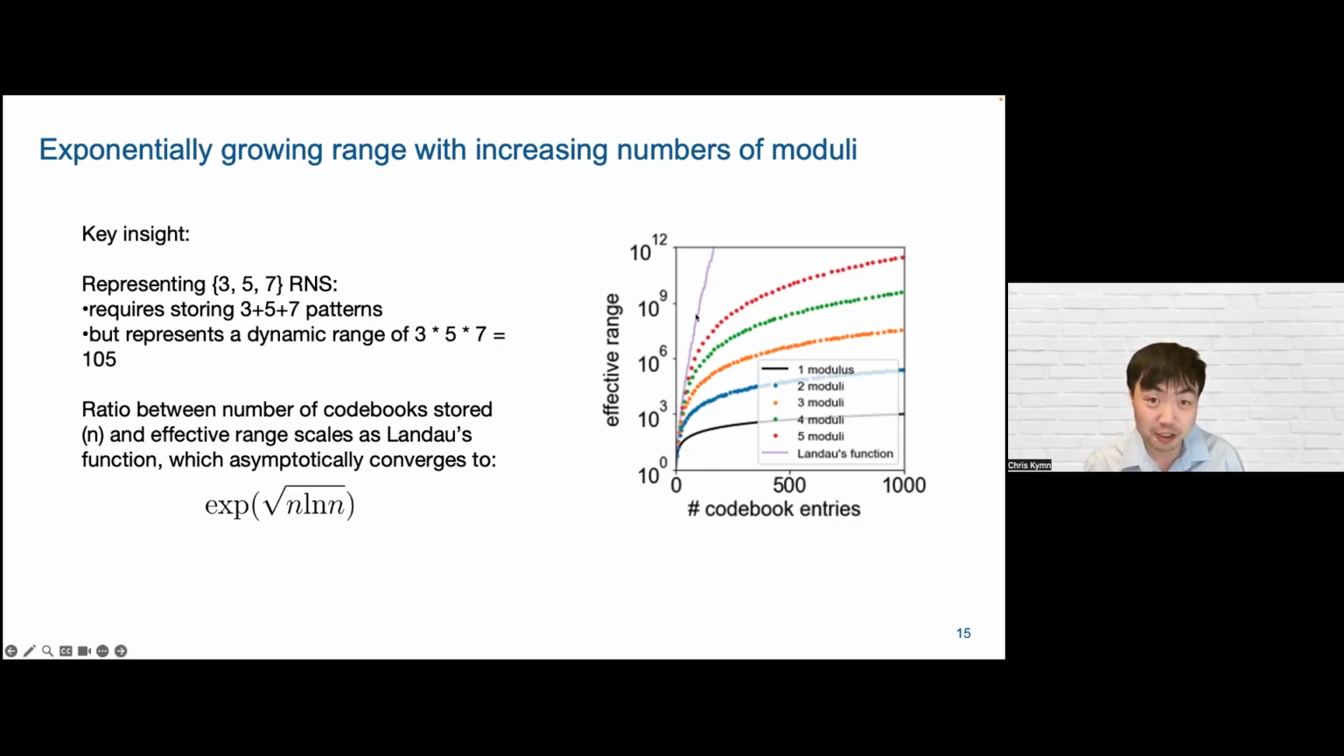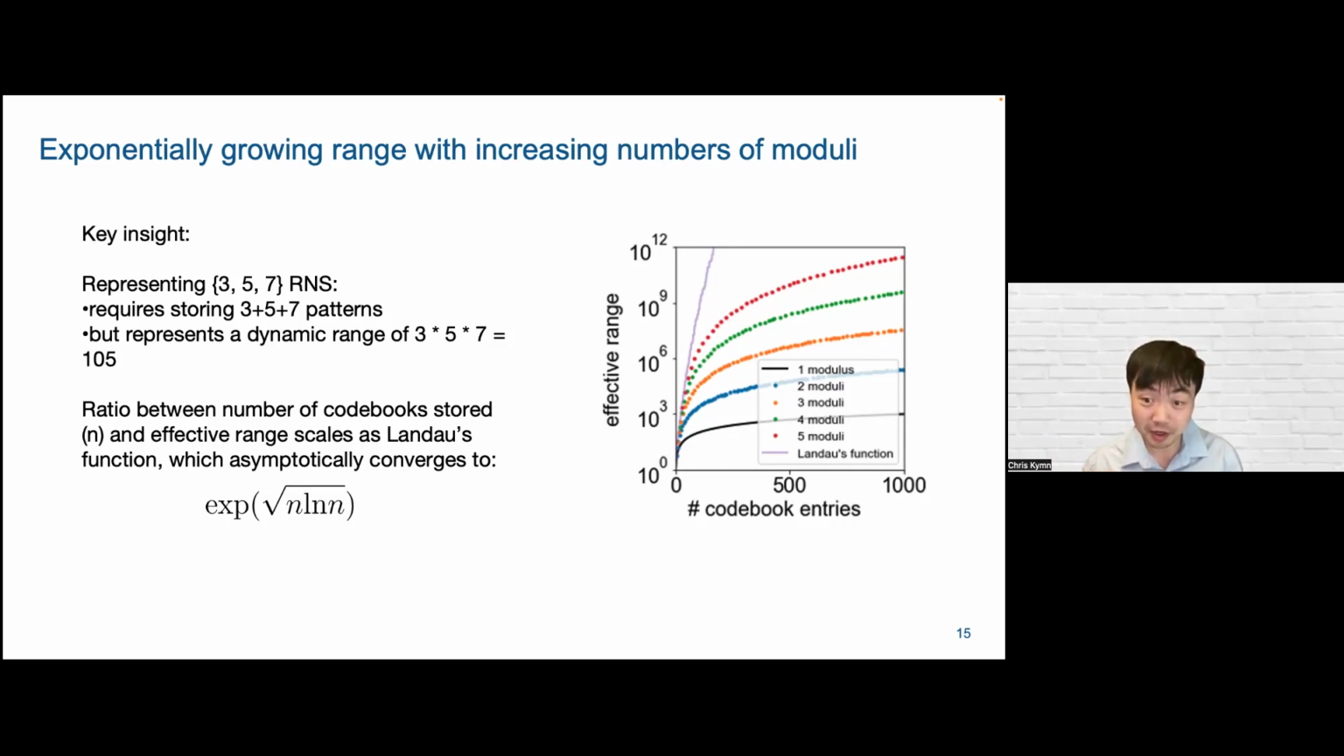But then if you want to achieve the actual bound that's given by Landau's function here, then you can simply add more moduli, and each modulus gives several orders of magnitude improvement in terms of what the effective range is going to be. So that's one main takeaway, which is the large dynamic range coming from using this residue number system.